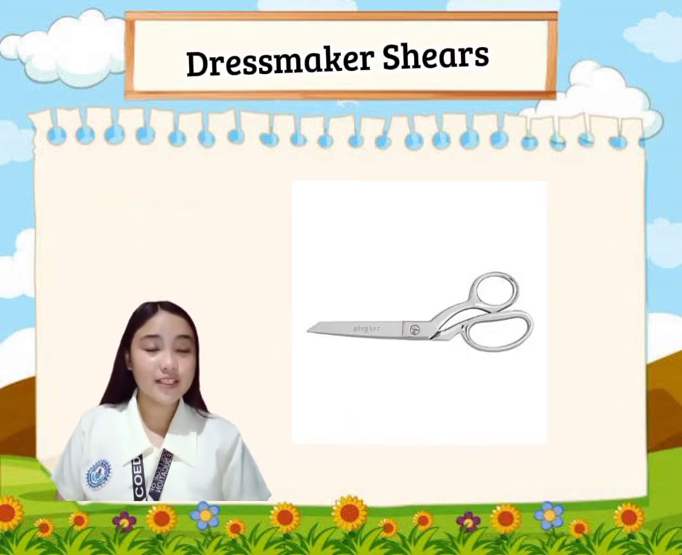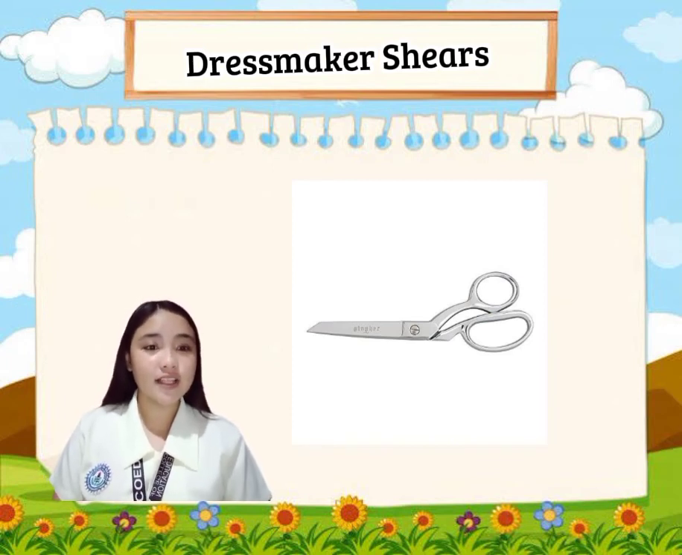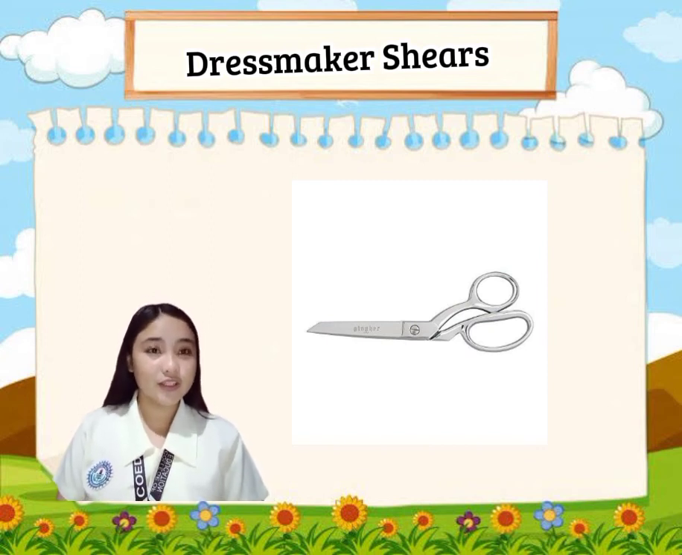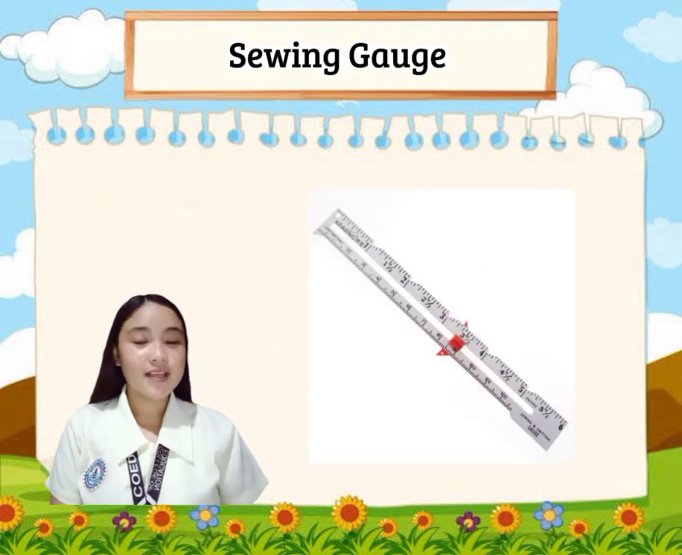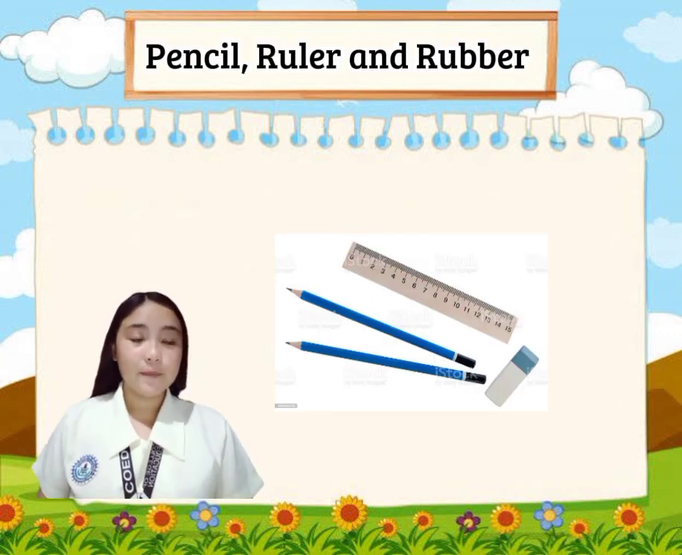Dressmaker shears. Dressmaker shears, also referred to as dressmaker scissors. These scissors have serrated edges that are ideal for cutting out all types of fabrics, including leather and denim. Sewing gauge. A sewing gauge is a ruler typically 6 inches long used for measuring short spaces. And last, pencil, ruler, and rubber.